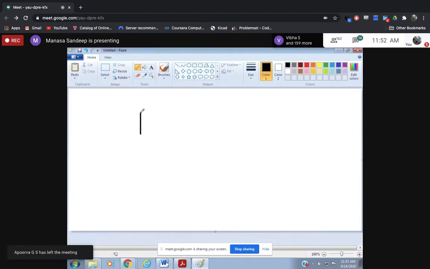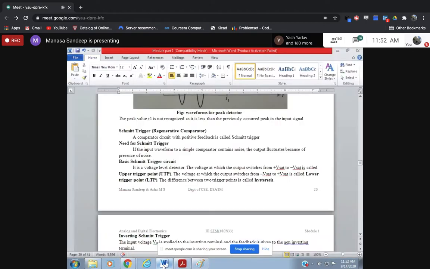You need to know that a comparator is a circuit which is going to compare analog signals. Okay, and it will tell you whether your input signal is greater than your reference signal or whether it is less than your reference signal. That's all you need to understand. Fine. Okay, so now what is this Schmitt trigger then?